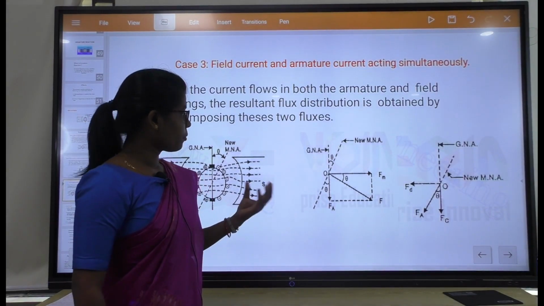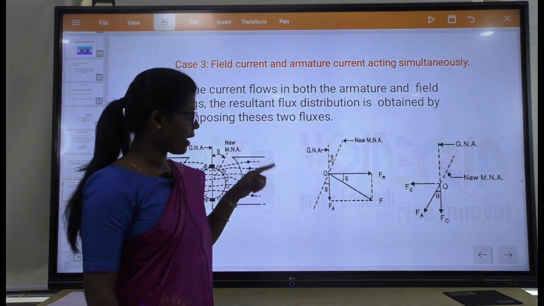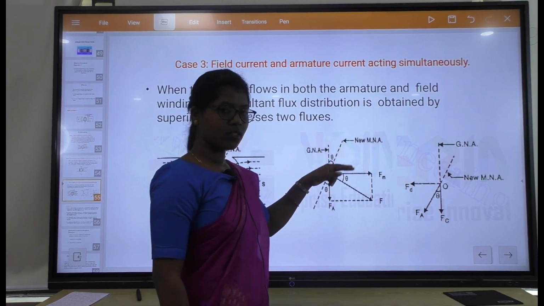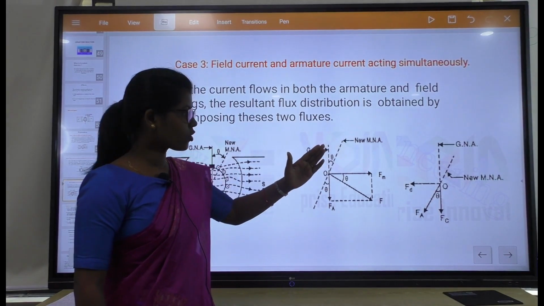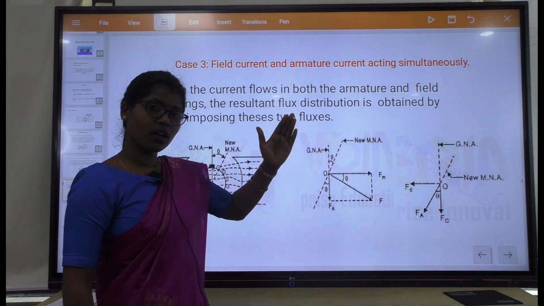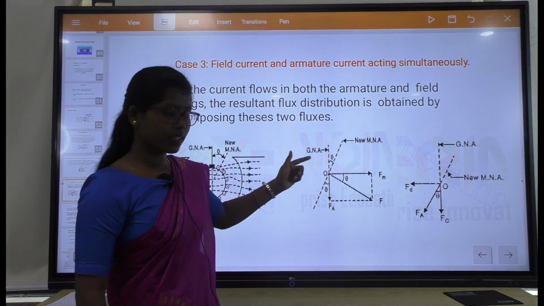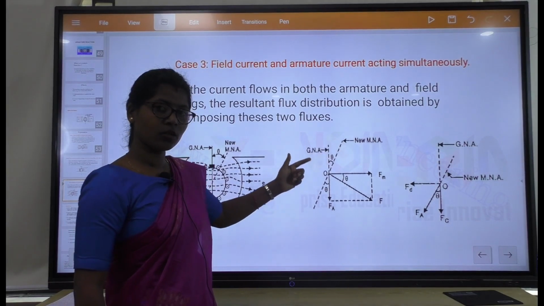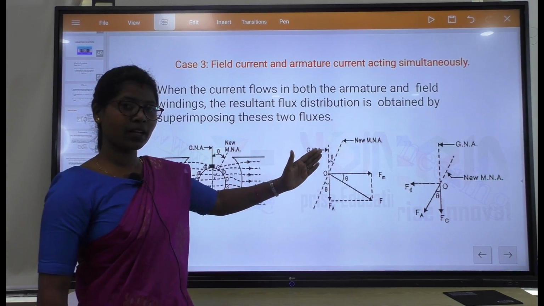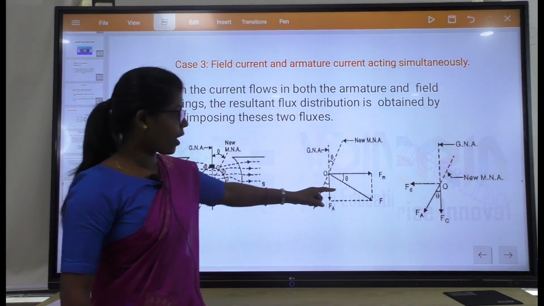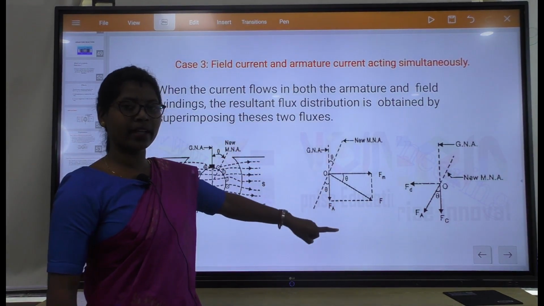So to make our commutation sparkless and arc free, the brushes should always lie along the MNA line. So brushes should be laid along the MNA. So if the MNA is shifted through an angle theta in the direction of rotation in case of a generator, then our brush is also shifted through the same angle theta in the direction of rotation. Due to that brush shift, the MMF FA of the armature also shifts through the same angle theta.